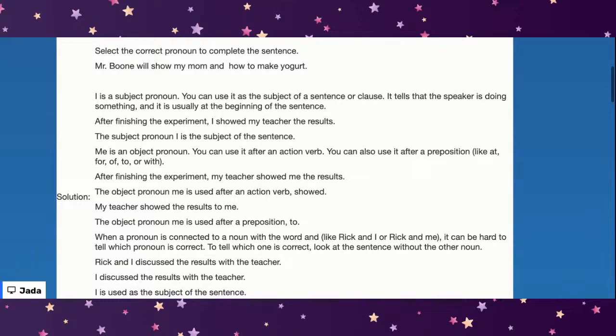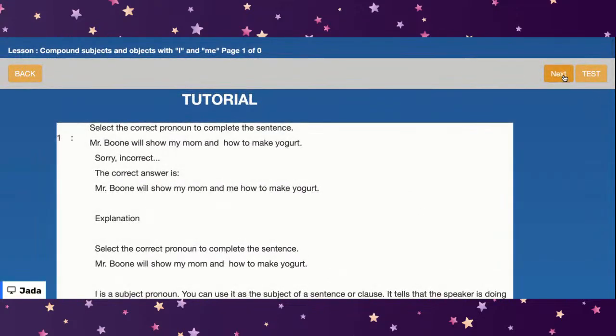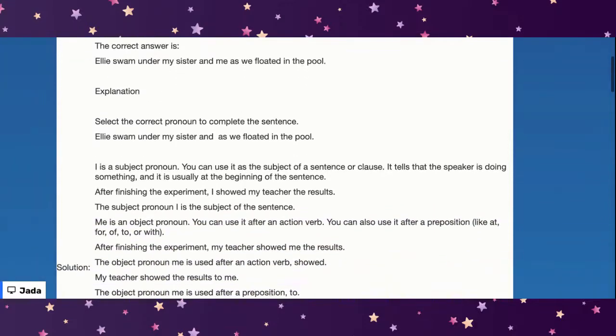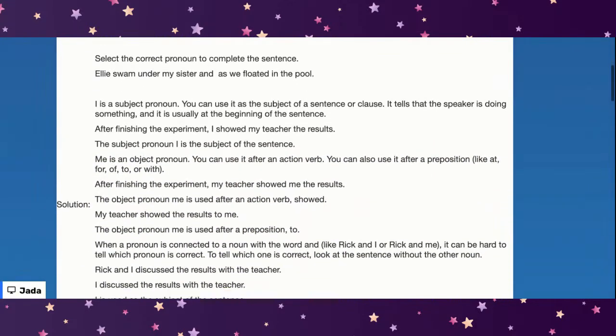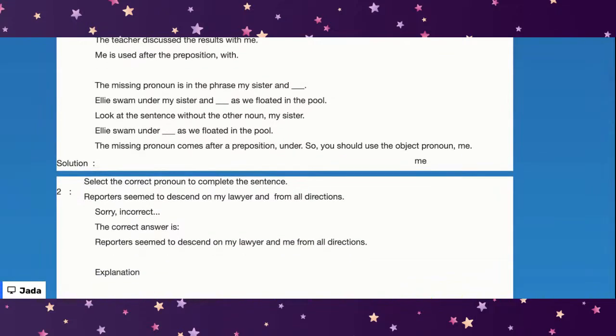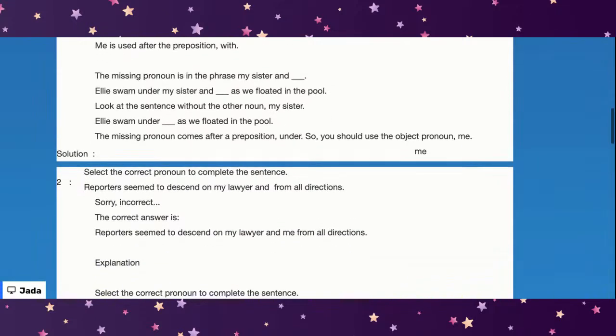So let's look at some more examples. Ellie swam under my sister and me as we floated in the pool. So is it "Ellie swam under my sister and I" or "under my sister and me"? So what is the right one? Object of the preposition, so it's going to be me.